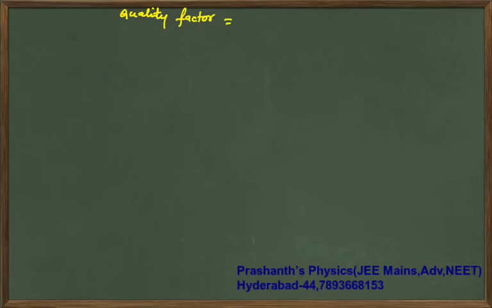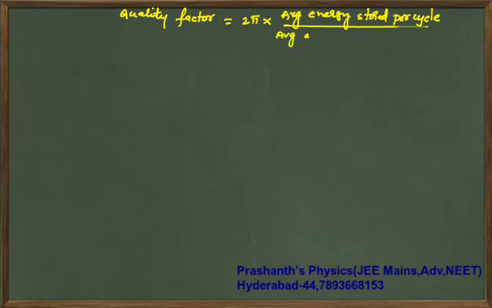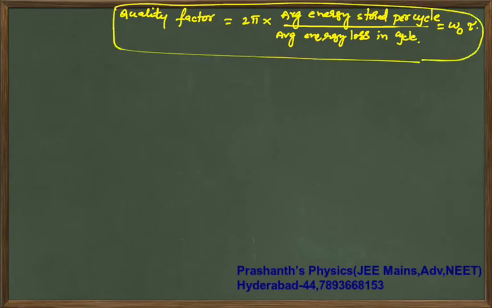So your quality factor here is 2 pi times average energy stored per cycle, whole divided by average energy lost in a cycle, which is equal to omega naught times tau, where tau is the relaxation time. Whatever accordingly you have to substitute. So that you can do it, and if you have any doubts you can ask me.